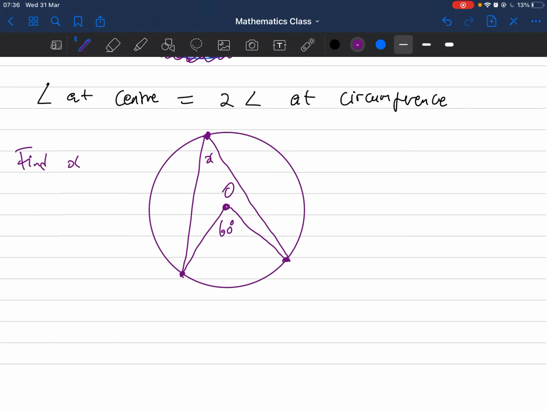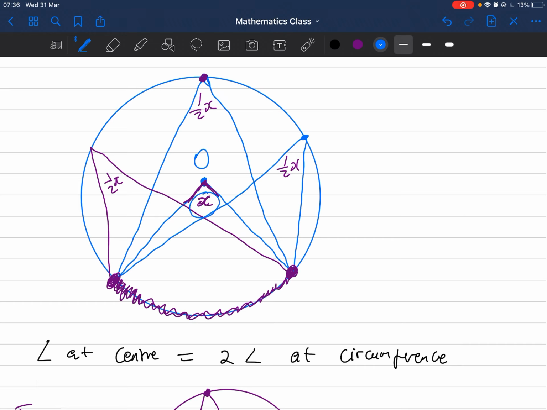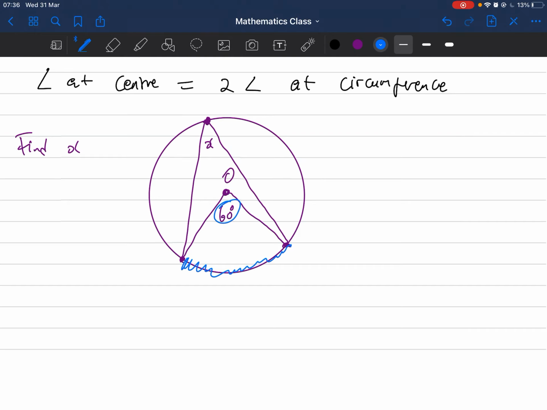The question is: find x. And x is simple. This is your x, this is your 60 degrees, and both are subtended from the same segment. So what is your x? This is 60 degrees, which means x is half of 60 degrees. Since this is 60 degrees, x is half times 60 degrees, which is 30 degrees. So your x is 30 degrees.